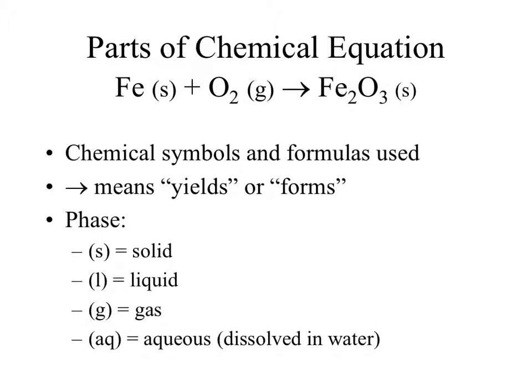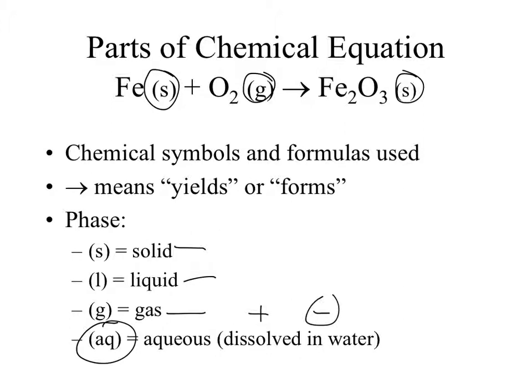You'll also notice that there's things in parentheses, okay? The S, G, and S, okay, those stand for the physical phases of each individual substance. So S stands for in the solid phase, L is liquid, G is gas, and then AQ, something you might not be familiar with, is aqueous, which really means that it's something that was dissolved in water. So usually that's an ionic compound that breaks down into its positive cations and negative anions, and they're kind of swimming around in the water. But that is called an aqueous solution.